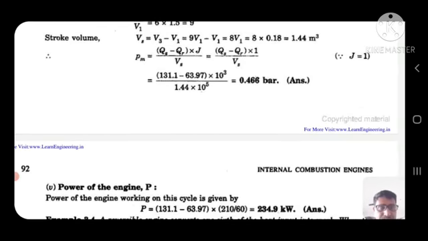Power of the engine working on this cycle is given by P is equal to 131.11 minus 63.97 into 210 by 60. So that is equal to 234.9 kilowatt. Okay, so that is the power of the engine.